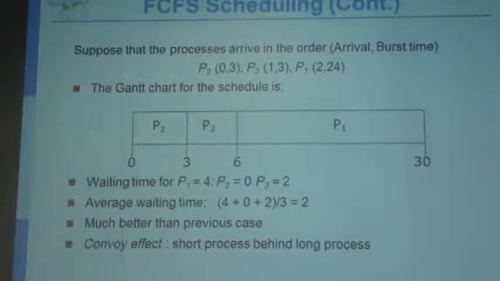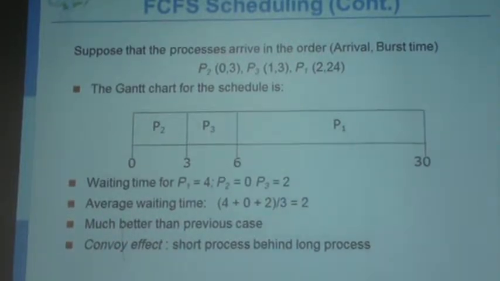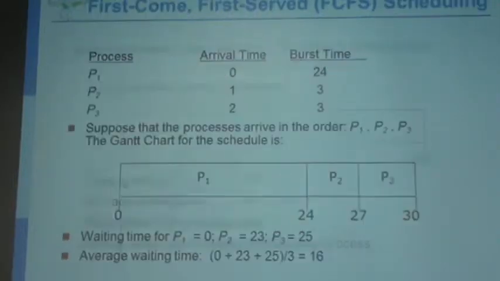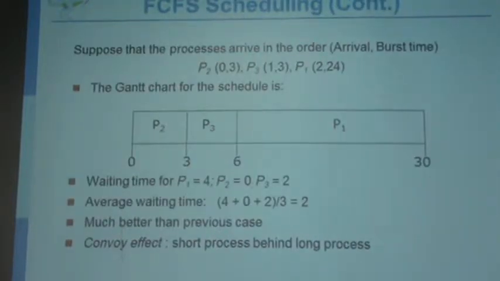What is the waiting time of P2? 0. What is the waiting time of P3? 2. It's 3 minus 1, 2. And what is the waiting time of P1? 6 minus 2, it's 4. So 4, 0, 2, total 6, divided by 3. What is the average waiting time? 2. For the same amount of CPU burst time, this one has 16, this one has 2.